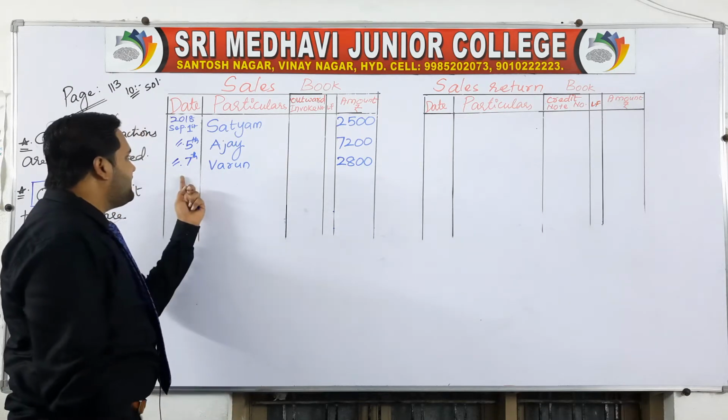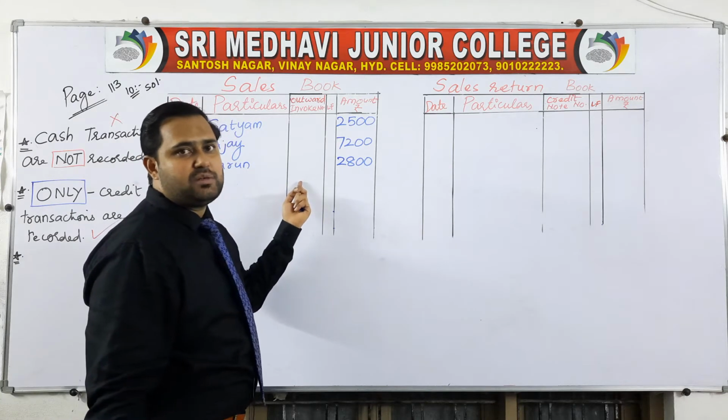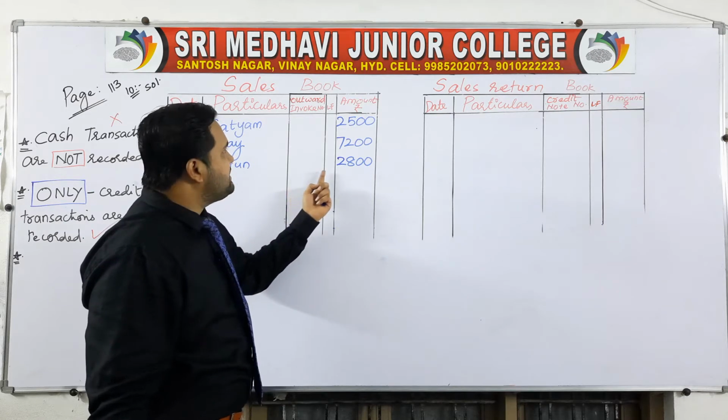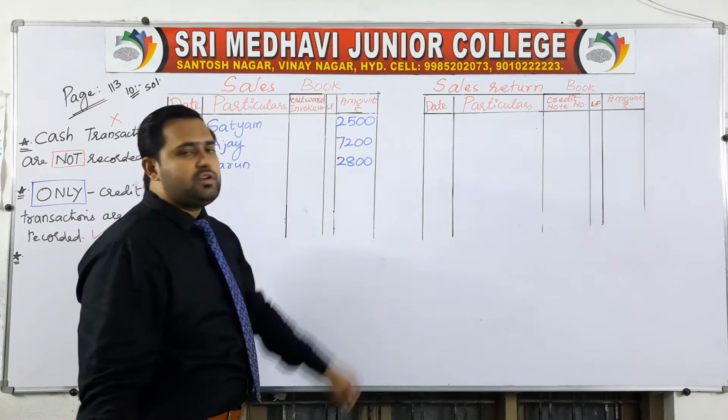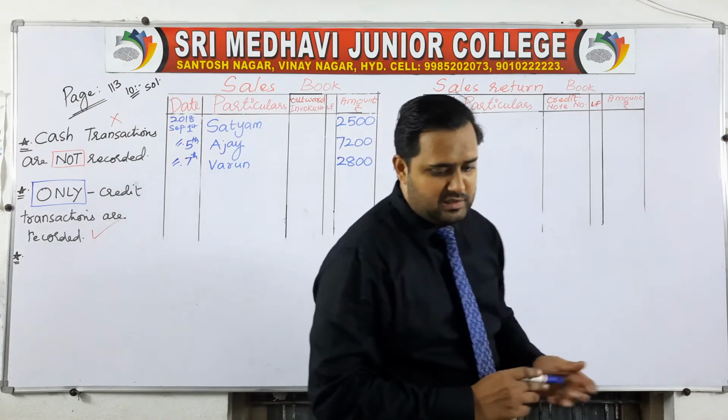Write the date, write the party name, and if in a question the outward invoice number is mentioned, then only you write it, otherwise leave it blank. Same as it is for the LF column. Amount is mentioned here, 2,800. So what is the next transaction?